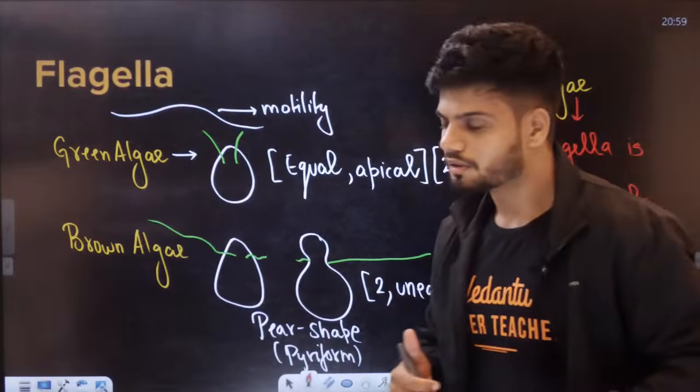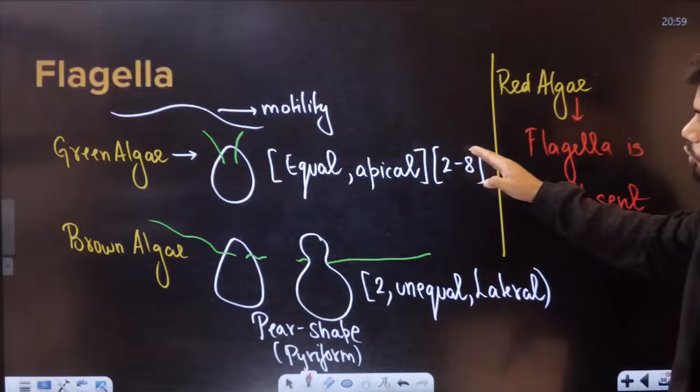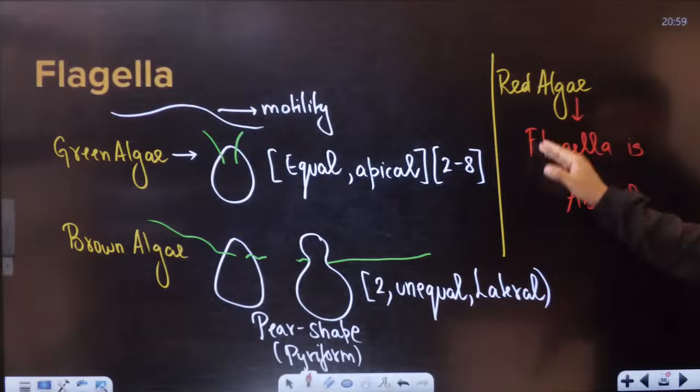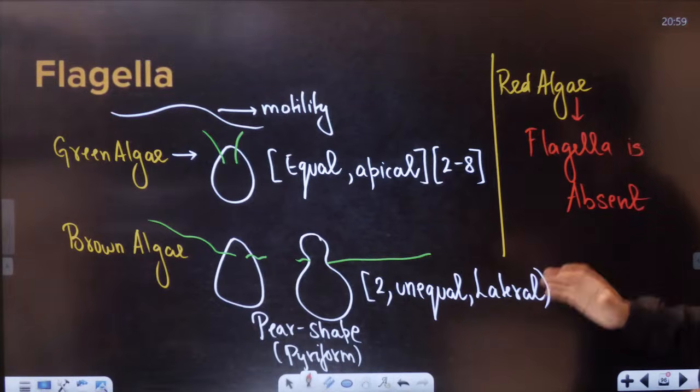Done? In the case of green algae, equal apical, 2 to 8. Brown algae, pear shaped, your gametes are two unequal lateral. Red algae, flagella is absent here. Completely gone. Okay.